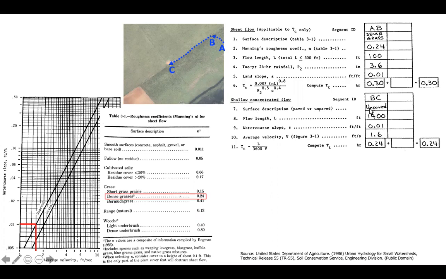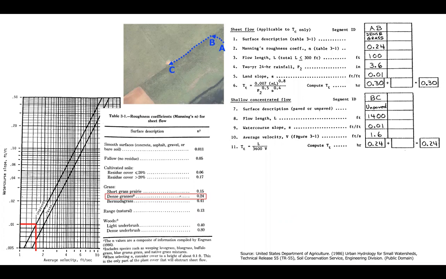So here you see we have an unpaved surface, and this chart only breaks it down between paved and unpaved. So here we have unpaved. Our flow length, let's say from B to C, is a distance of 1,400 feet. The watercourse slope would be the slope from point B to point C. Let's suppose that that's also equal to 1% or 0.01.